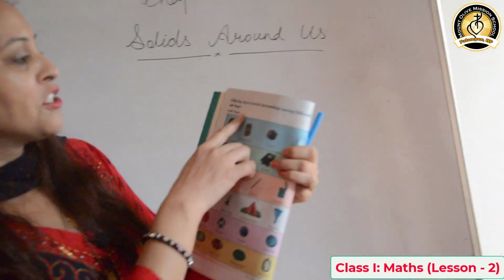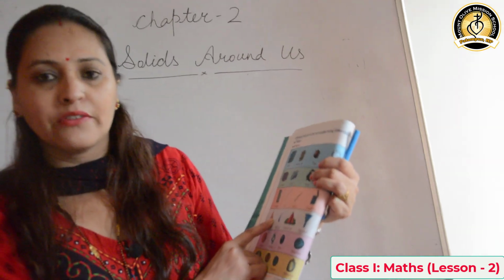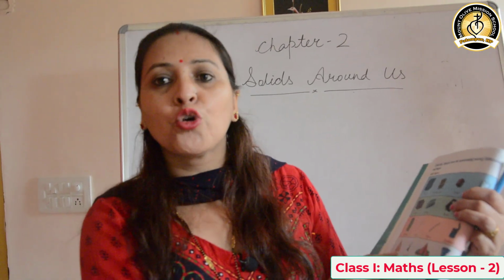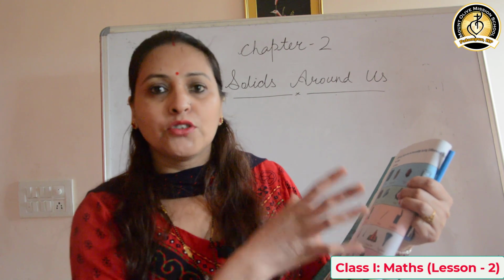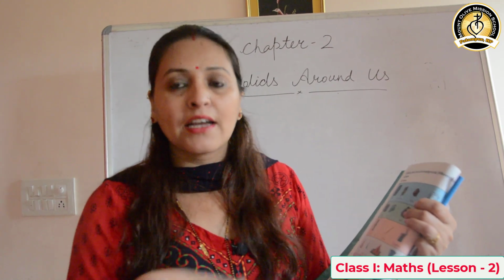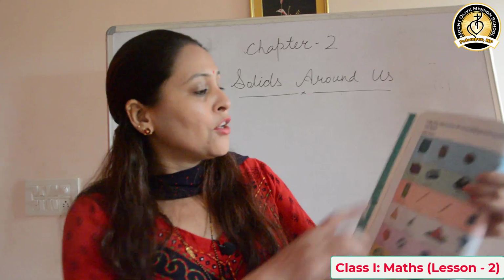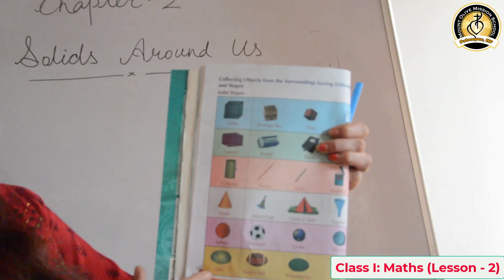Solid shapes. Students, do you know what solid shapes are? Okay, I will tell you. Solid shapes are shapes in which objects occupy space. जो objects जगह घेरते हैं उनको हम solid shapes कहते हैं. For example, cube, cuboid, cylinder, cone, sphere, oval.